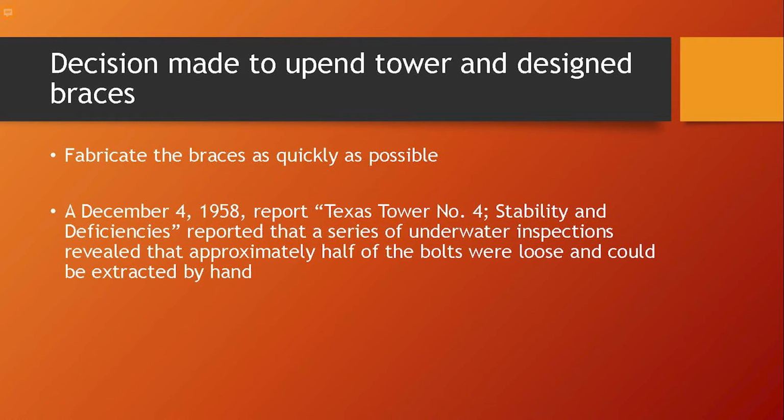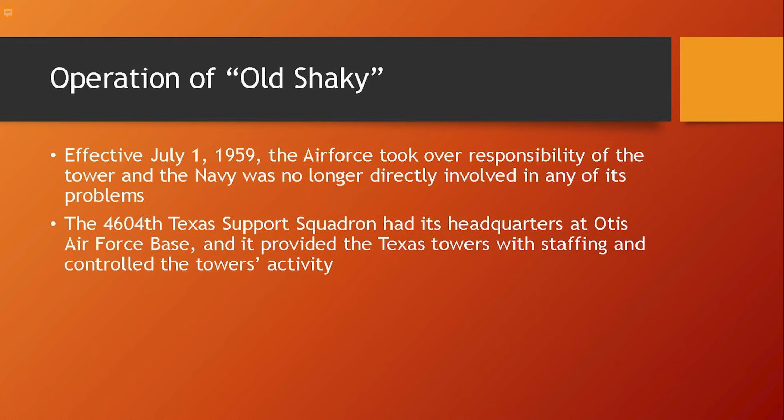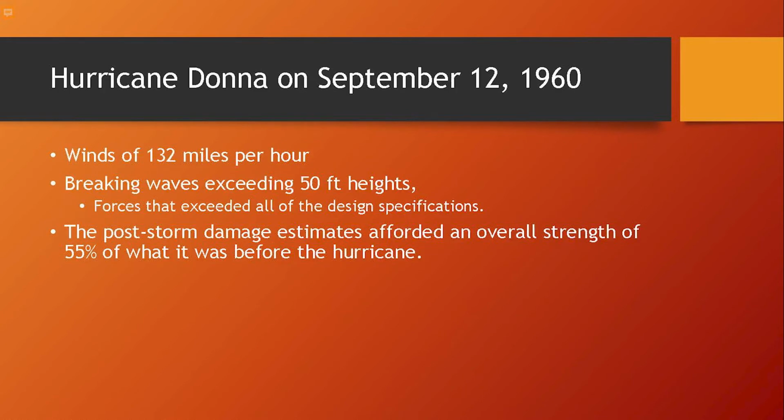A report in December of 1958 revealed that approximately half of the bolts were loose and could be extracted by hand. Divers reported that the bolts were not of design, diameter, or length, and that some of the holes were oversized. From the time the Air Force took over responsibility of the tower, the airmen had already nicknamed TT4 Old Shaky. On September 12, 1960, Hurricane Donna hit Texas Tower 4 with winds of 132 miles per hour and breaking waves exceeding 50-foot height.